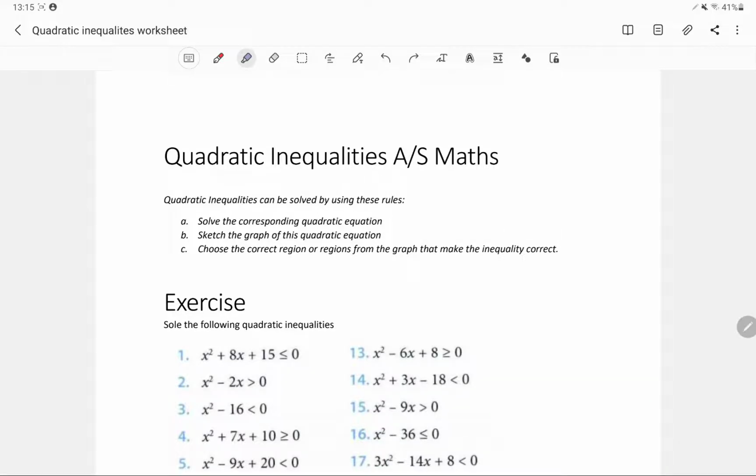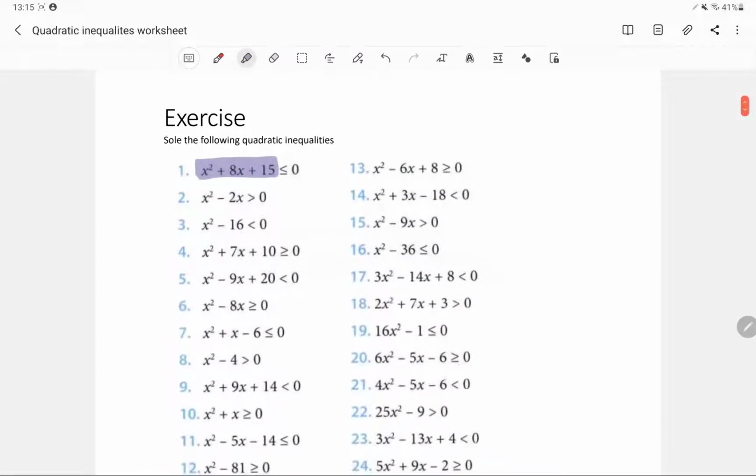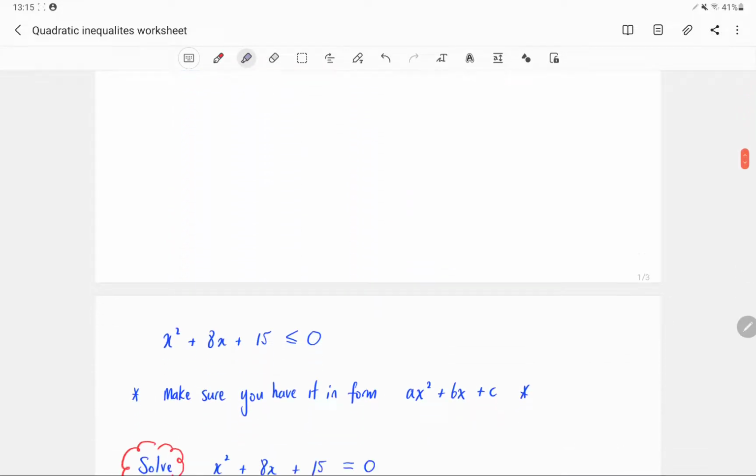When asked to solve a quadratic inequality, we need to be able to sketch a quadratic curve, and that involves factorizing quadratics, solving quadratic equations, and then we worry about the inequalities. So we're going to look at question 1 and question 18, two slightly different questions.